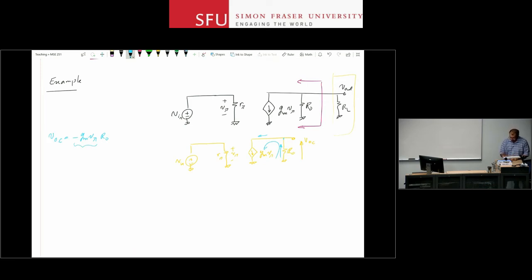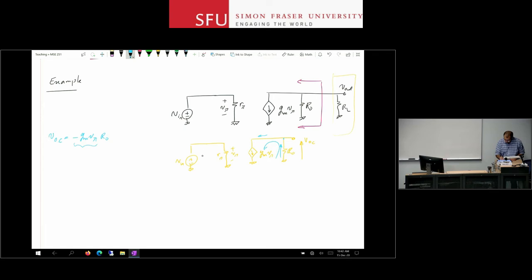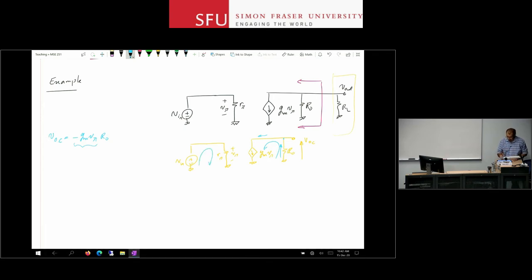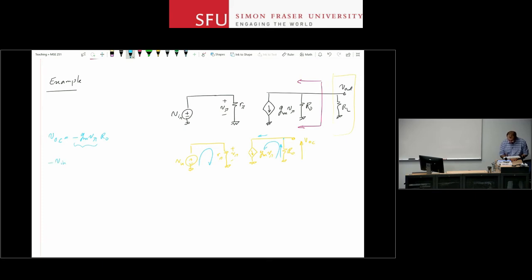Okay? Now, as I said, I have this equation. I know GM, I know RO, I don't know V pi. What else can give me V pi? I notice that in this loop here, I can easily see that V in and V pi are equal. Or if I write a formal KVL in there, it says minus V in plus V pi is 0. So therefore V in and V pi are equal, and I can see that VOC is minus GM RO V in. So that's the value of my open circuit voltage at the output.